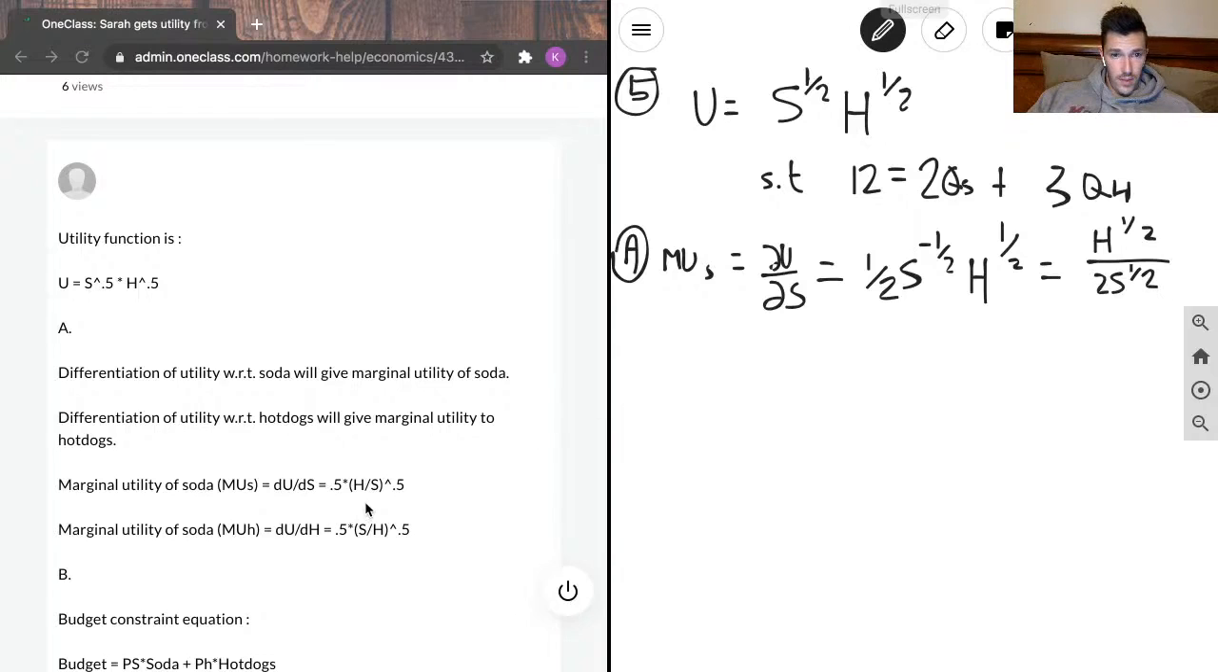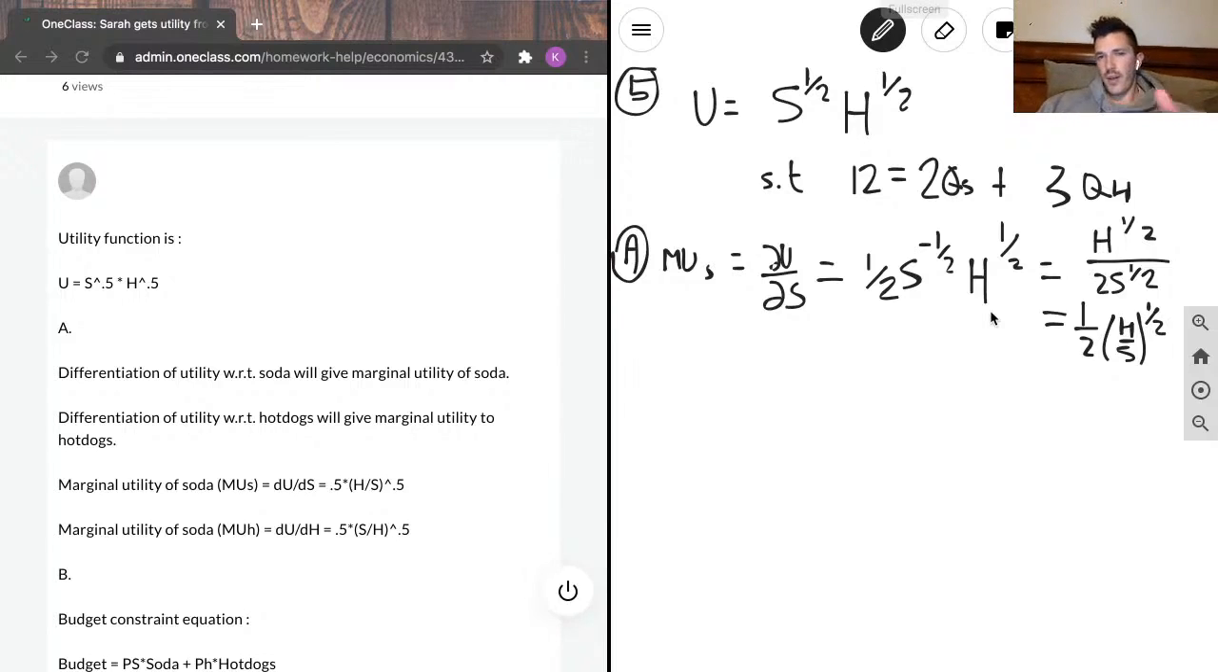0.5 times H times... okay, yeah, so that is equivalent to 1/2 (H over S) to the power of 1/2. Not sure which form is going to be most advantageous to write it in, but all of these are equivalent. So that is the marginal utility of soda.